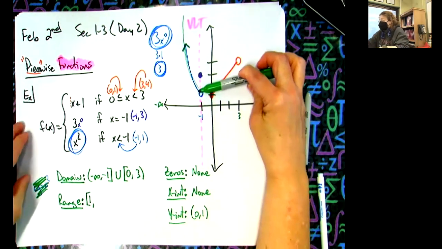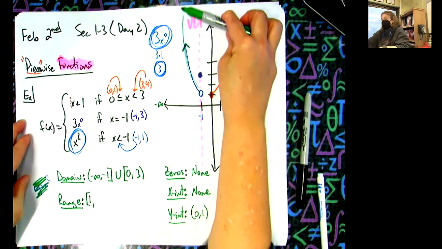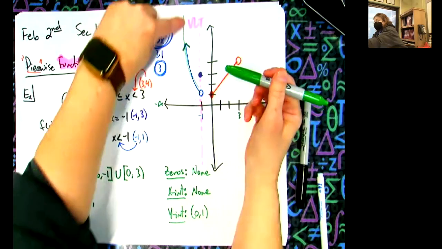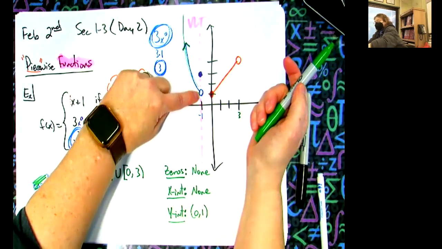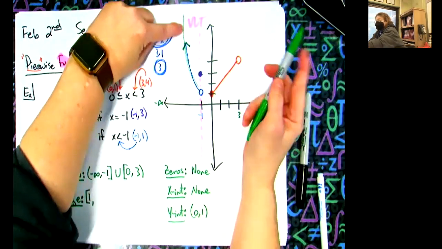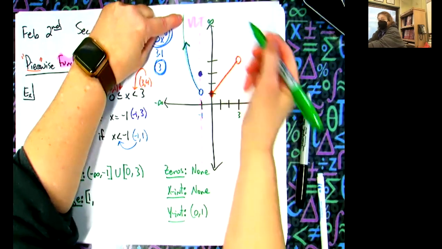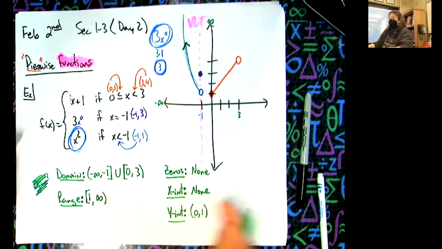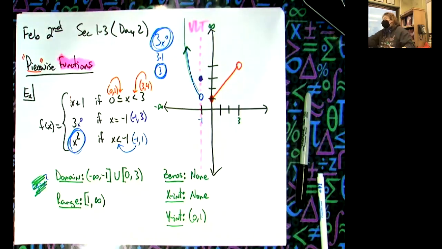But then this part goes up forever and ever, so it doesn't really matter what's going on over here. This portion tells you that every y value is included all the way up to positive infinity. So the range is 1 to positive infinity. That's the thing with piecewise functions: you have to decide where you're going to look on the graph, because it's not always the same place every time.